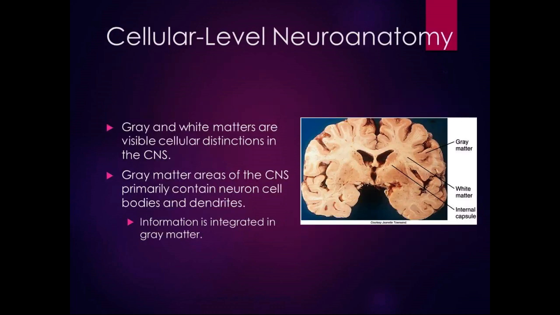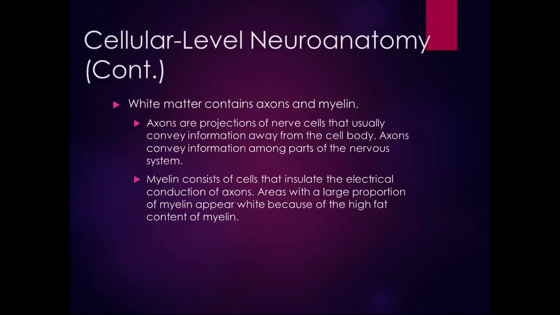So visually, when we look at cross-sections of the brain and the nervous system, we see gray and white matter. So they are the visible cellular distinctions in the central nervous system. Gray matter areas of the central nervous system primarily contain neuron cell bodies and dendrites. Information is integrated in the gray matter. White matter contains axons and myelin.